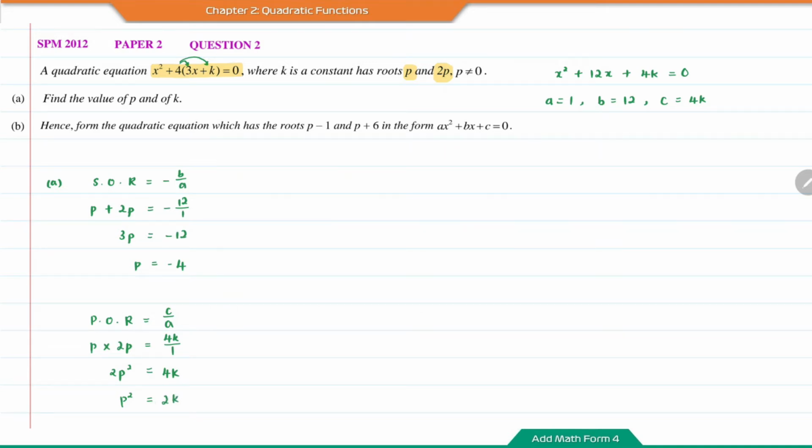So here I know the p is equal to negative 4. Therefore, I'm going to substitute the p with negative 4. Therefore, here you're going to have 16 equal to 2k. So move the 2 to the other side, it is going to be 16 divided by 2. Therefore, k is equal to 8.